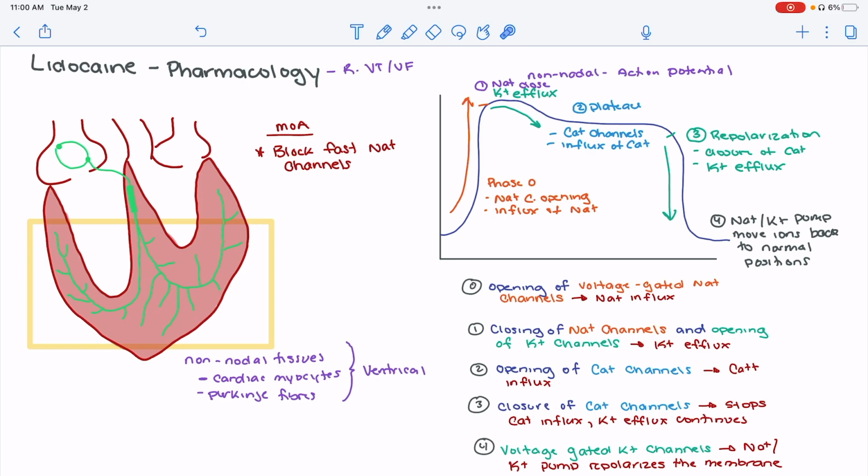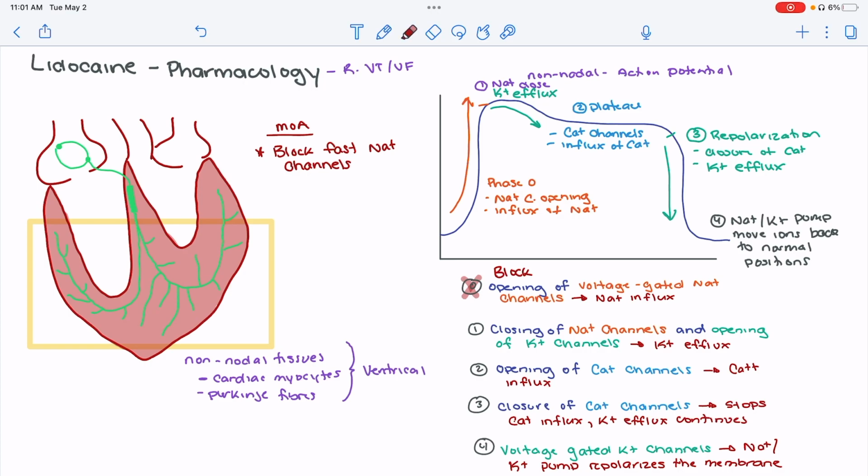So when we're giving someone lidocaine, what we're doing is we're blocking fast sodium channels in the non-nodal tissue. If you think about what happens, and we'll draw this in red here, when we give lidocaine, we block those sodium channels. Sodium cannot as easily enter the cell, so we can't have influx of sodium occurring at the same rate as we would if those sodium channels were open. So what happens when you give lidocaine is you impact phase 0. This is where lidocaine will perform its function. It's going to block the opening of voltage-gated sodium channels.